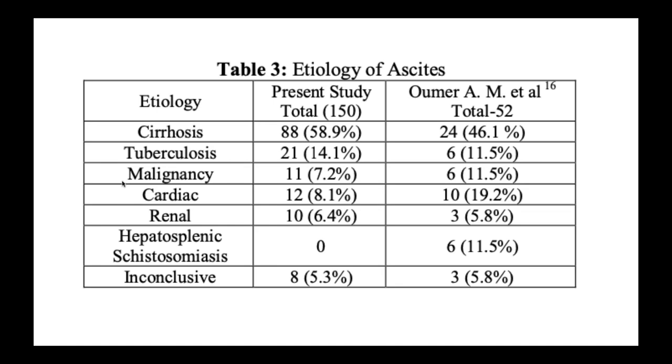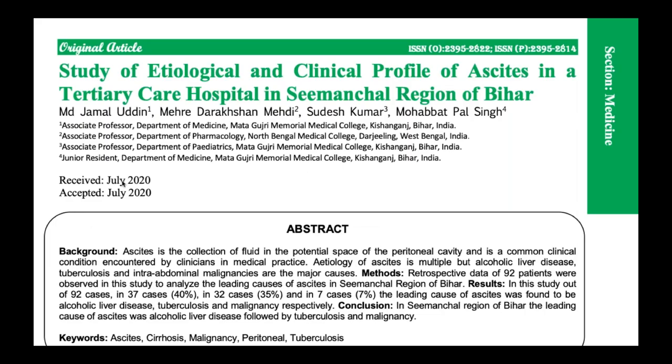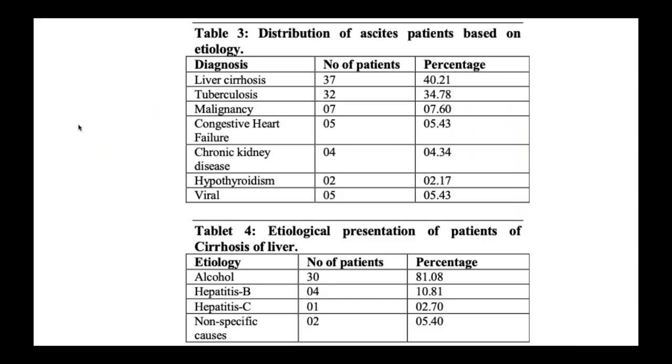Again, when they combined males and females together, 60% of cases were due to cirrhosis and 15% were due to tuberculosis. Okay. Then there was another study from Bihar in 2020. This was a very recent study. Here also they found that cirrhosis was around 40%, tuberculosis was 34%. So here the percentage of cirrhosis was lesser and tuberculosis was higher. Probably they are dealing with a state like Bihar where infections are more common, and they also have had alcohol prohibition for some time now. So maybe alcohol as a cause of cirrhosis has come down.